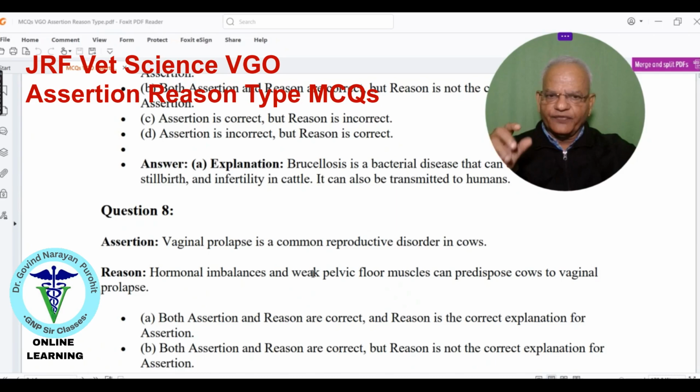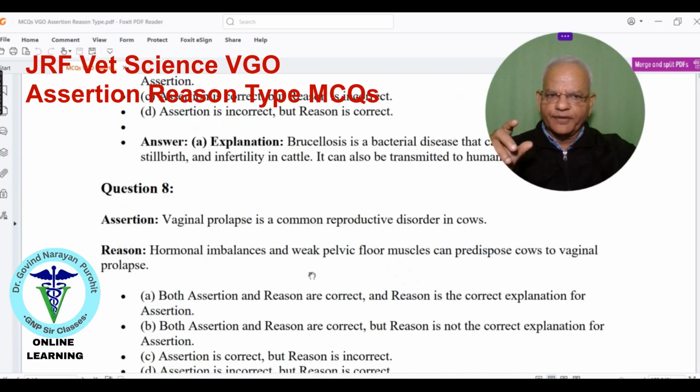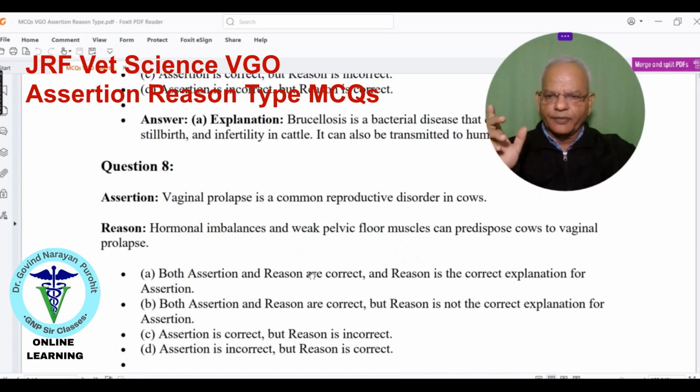Then vaginal prolapse is a common reproductive disorder in cows. Reason, hormonal imbalances and weak pelvic floor muscles can predispose cows to vaginal prolapse. Both reason and assertion are correct, and reason is the correct explanation for assertion. Both assertion and reason are correct, but reason is not the correct explanation for assertion. Assertion is correct, but reason is incorrect. Assertion is incorrect, but reason is incorrect.